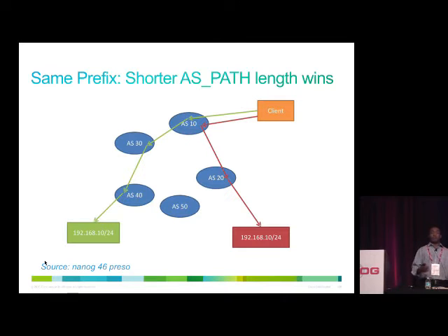So that creates a problem. Maybe if that's a web service provider, they are not getting the traffic. So this is one reason. The prefix length is not different; it's just the AS path length that creates a problem.